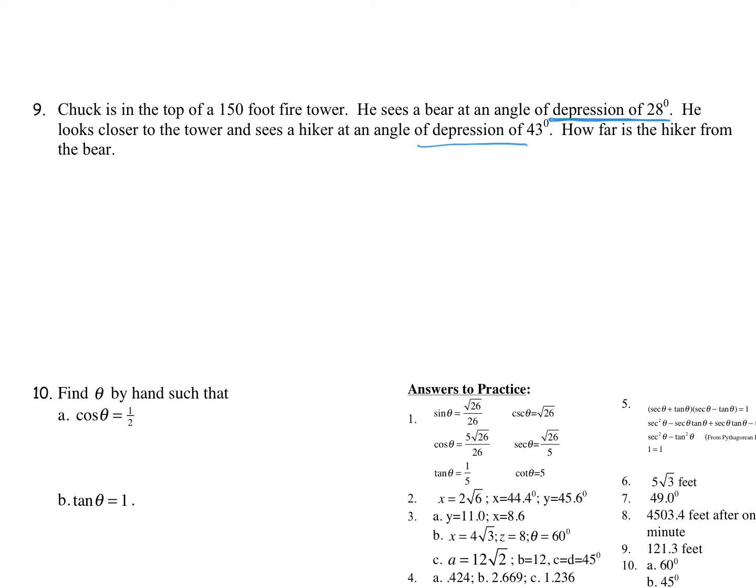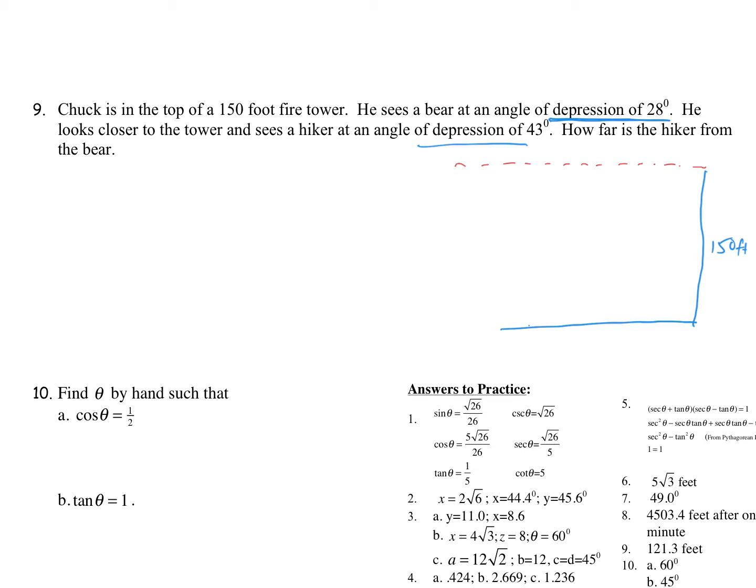So I'm going to go ahead and make a sketch. I'm going to draw the tower is 150 feet. And then I'm going to draw the ground, which is perpendicular to the tower. And then we're going to think about Chuck. He's at the top of the tower. So he's up here at the top of the tower. So I am going to draw in a horizontal line up here because I know I need to sketch in angles of depression, and those are drawn relative to the horizontal.